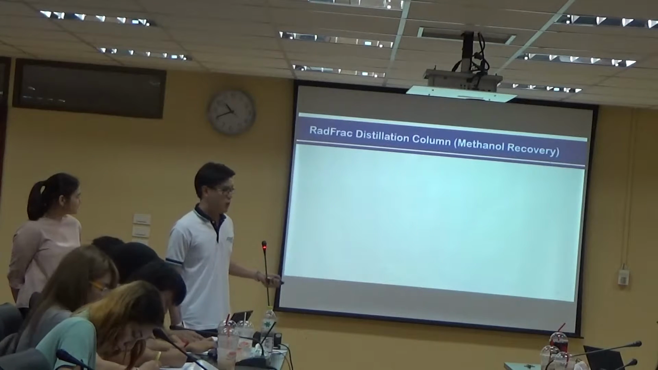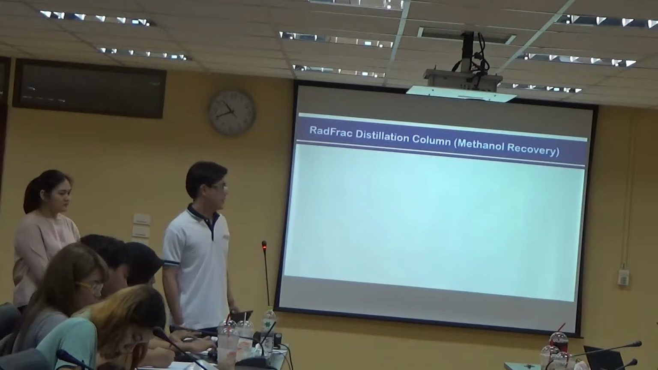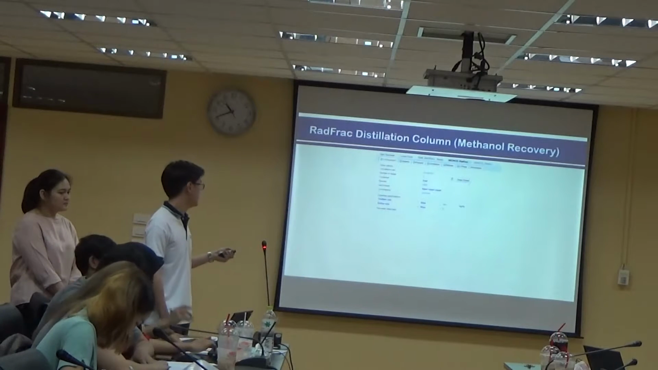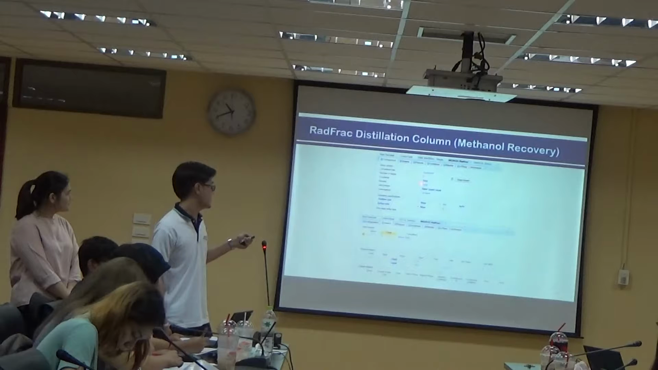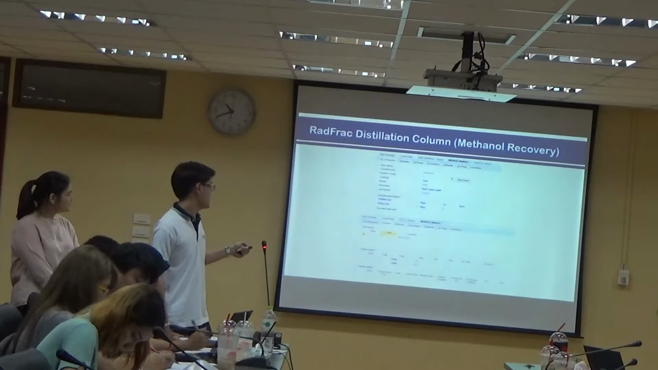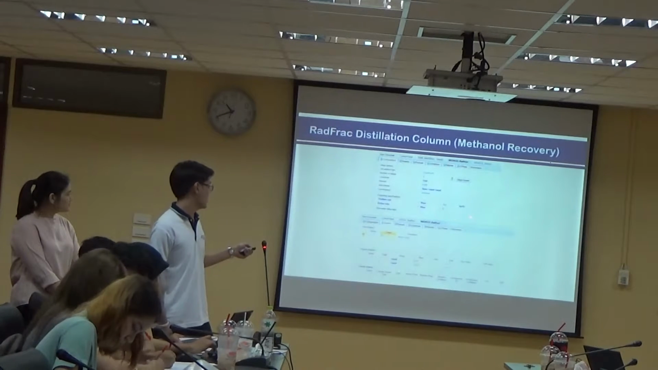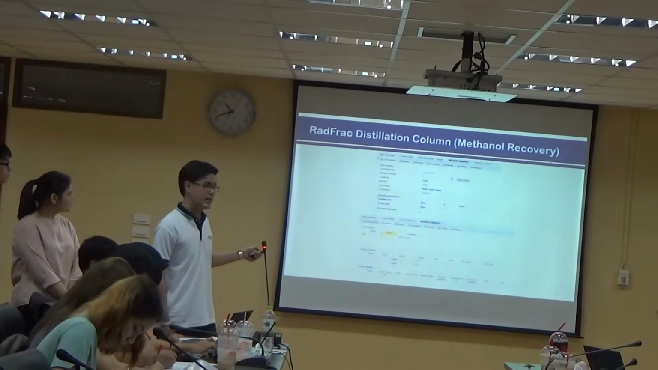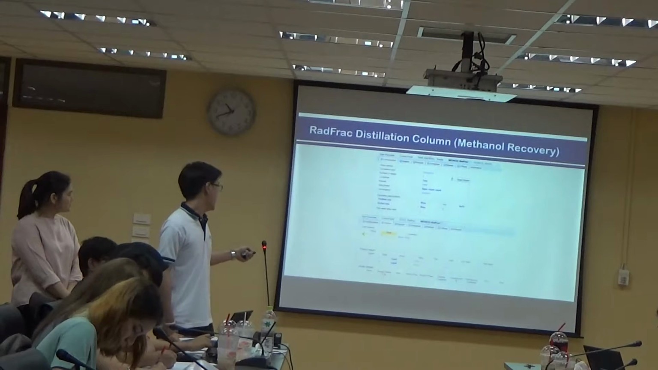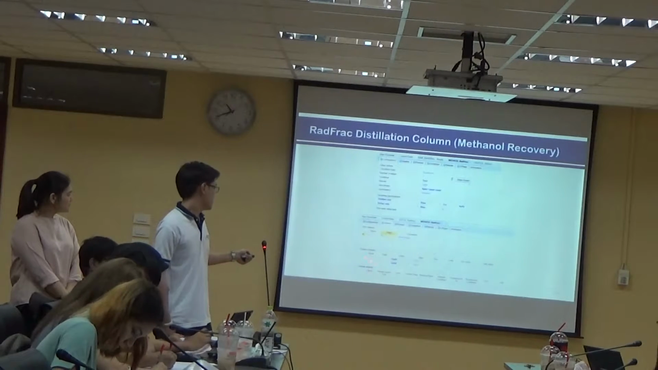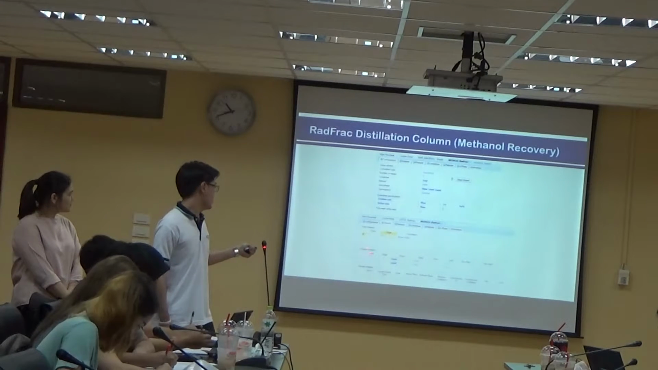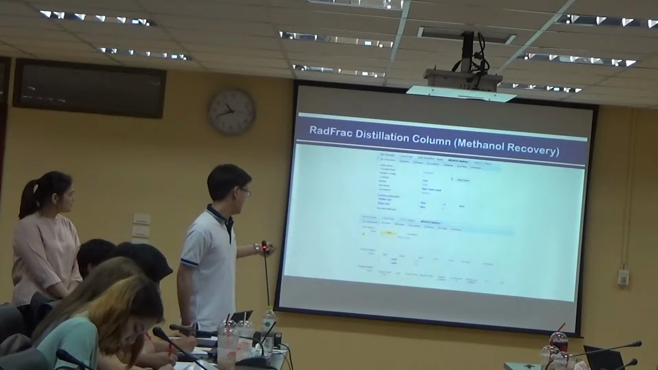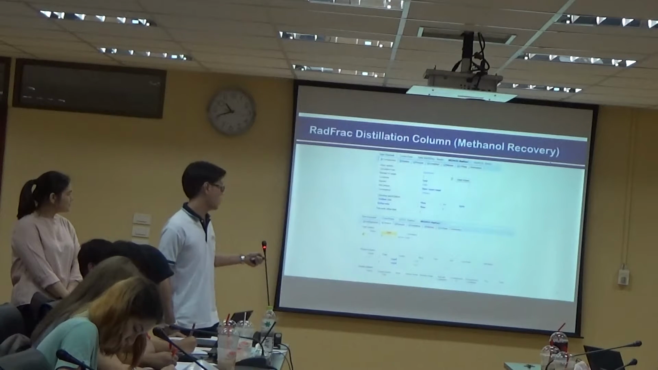Next, for the methanol recovery, we show the RadFrac distillation column. It has a 7 stage column. Distillation rate is 111 kg per hour. This will feed at the 4th stage. And the product stream is out at the 7th stage at the bottom, and the recovered methanol will come out at the 1st stage at the top of the column.